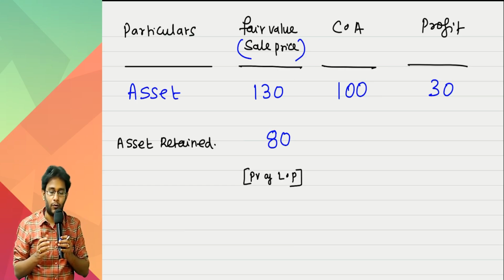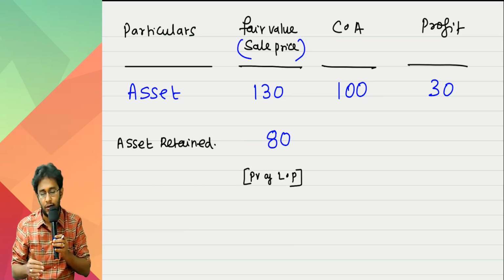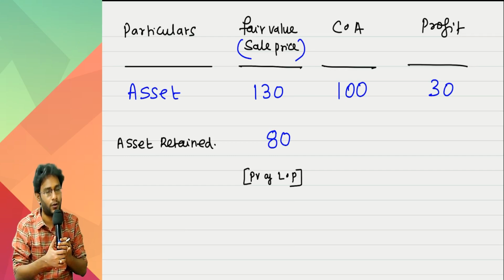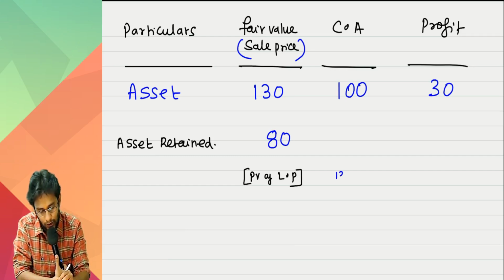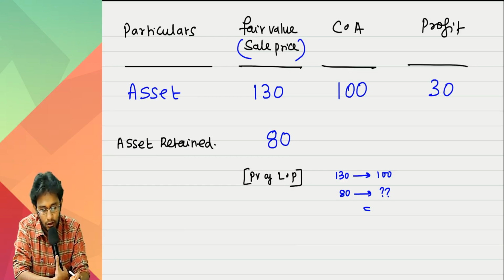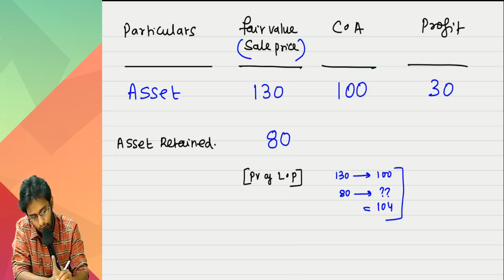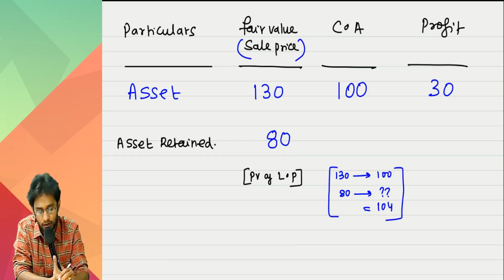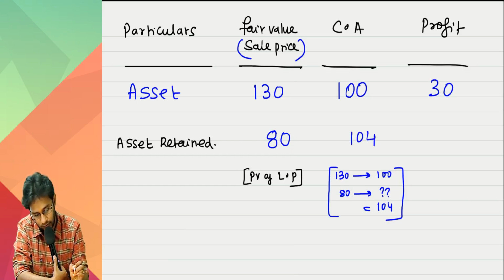Now, sir, what is the carrying amount related to this asset retained? Proportionately work out. If the carrying amount of 130 is 100, then for 80 fair value how much should be the carrying amount? Work out: 100 into 80 by 130. 104. Round it up, no problem. Do you understand how I am getting this?